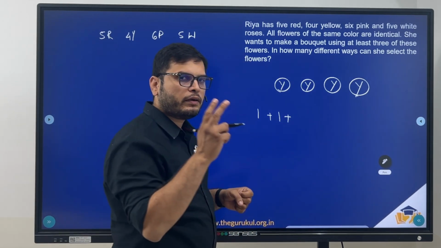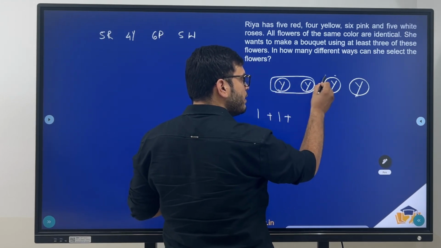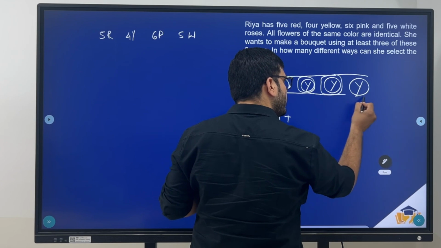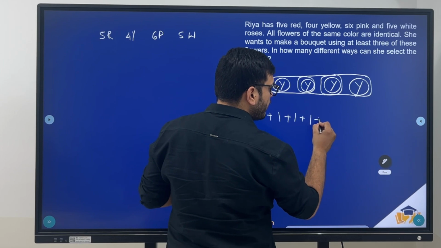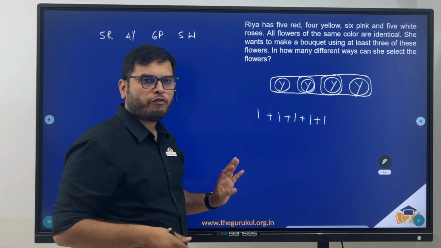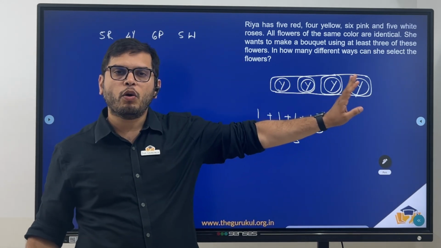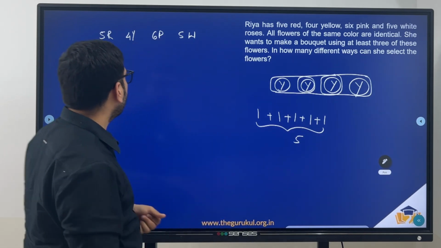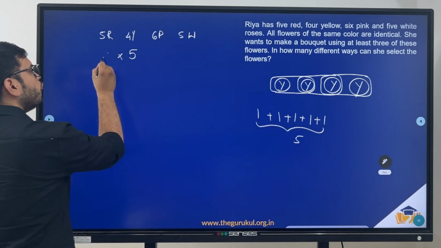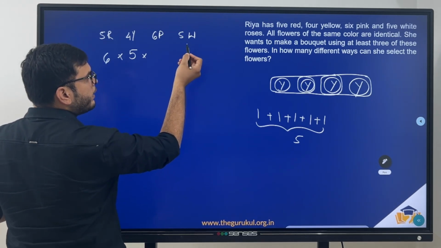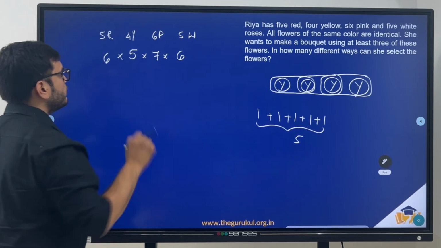Next, if you have to pick 2 flowers, again you will have one way, because picking these 2 is the same as picking these 2, is also the same as picking these 2. So you have only one way of picking 2 flowers, one way of picking 3 flowers and one way of picking all the 4. So the total number of ways of picking flowers out of 4 yellow identical roses is 5. Now similarly, if there are 5 red identical flowers, you will have 6 ways. 6 identical pink roses, 7 ways, and 5 white roses, 6 ways.